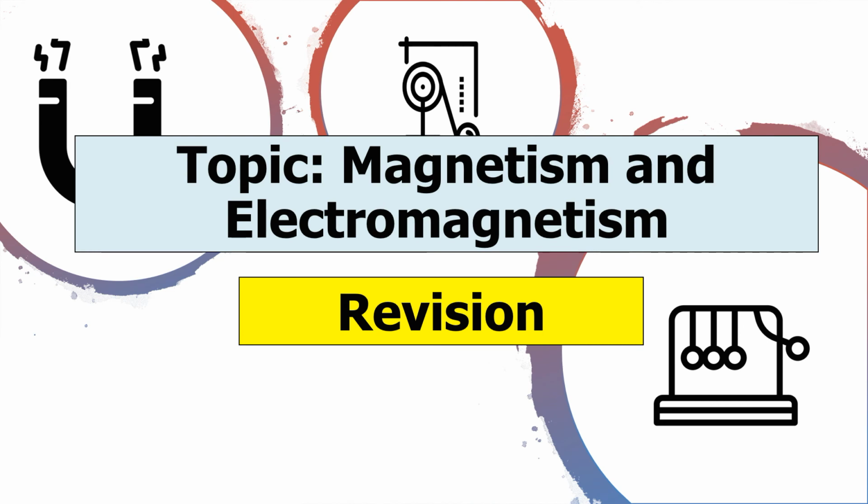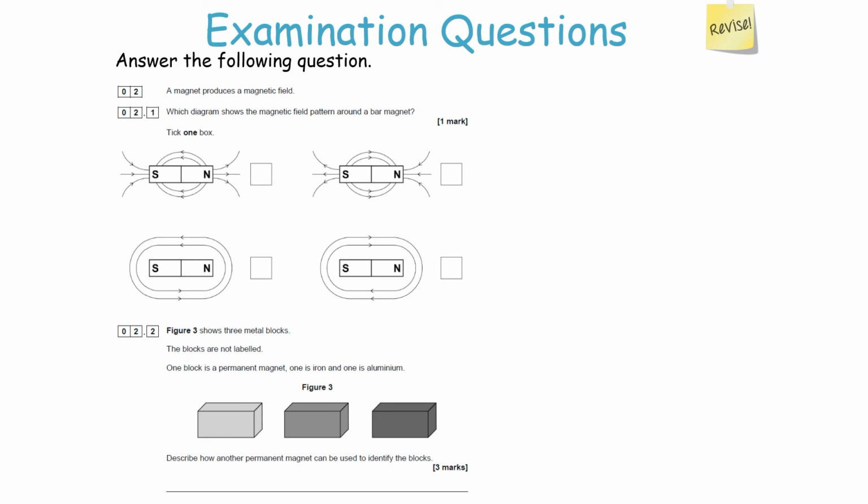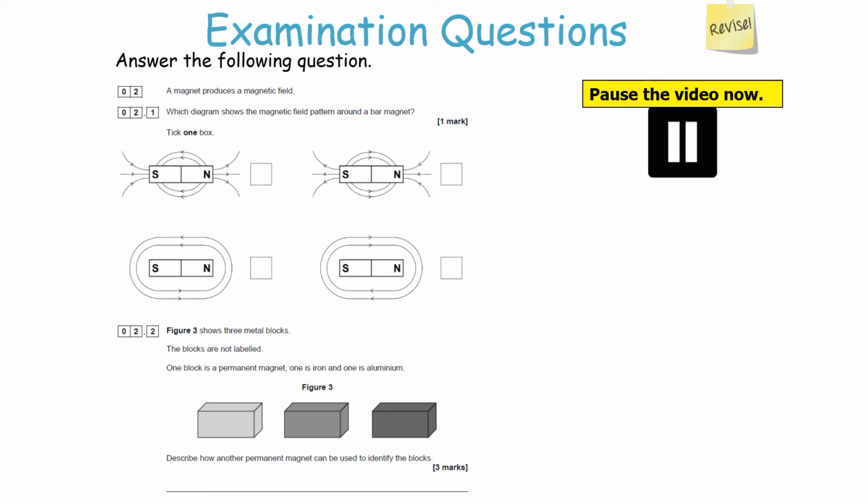Let's now have a look at the topic of magnetism and electromagnetism. So let's have a look at the following question. A magnet produces a magnetic field. Which diagram shows the magnetic field pattern around a bar magnet? Then figure 3 shows 3 metal blocks. The blocks are not labelled. One block is a permanent magnet, one block is iron, one block is aluminium. Describe how another permanent magnet can be used to identify the blocks. So pause the video now, then unpause the video when you want to go through your answers.